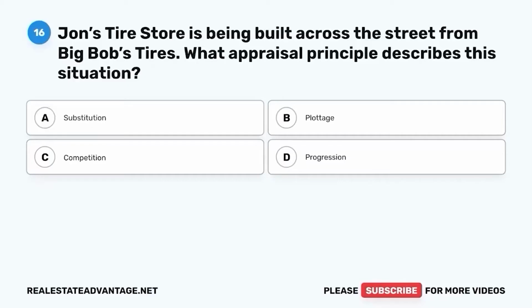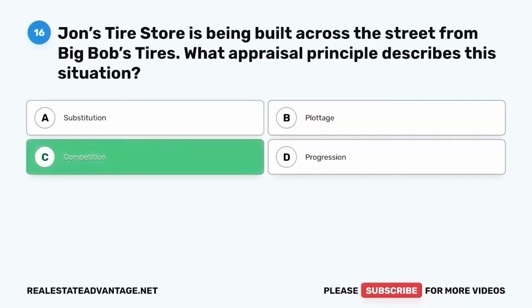Question 16. John's Tire Store is being built across the street from Big Bob's Tires. What appraisal principle describes this situation? A. Substitution, B. Plottage, C. Competition, D. Progression. The correct answer is C.